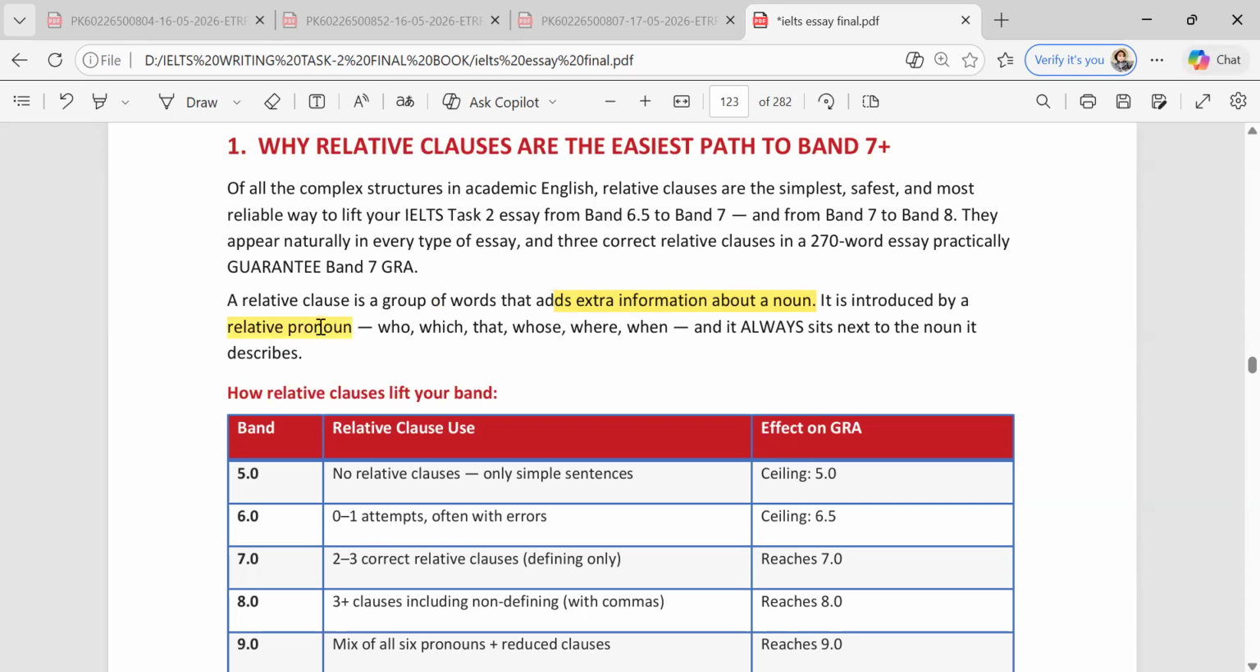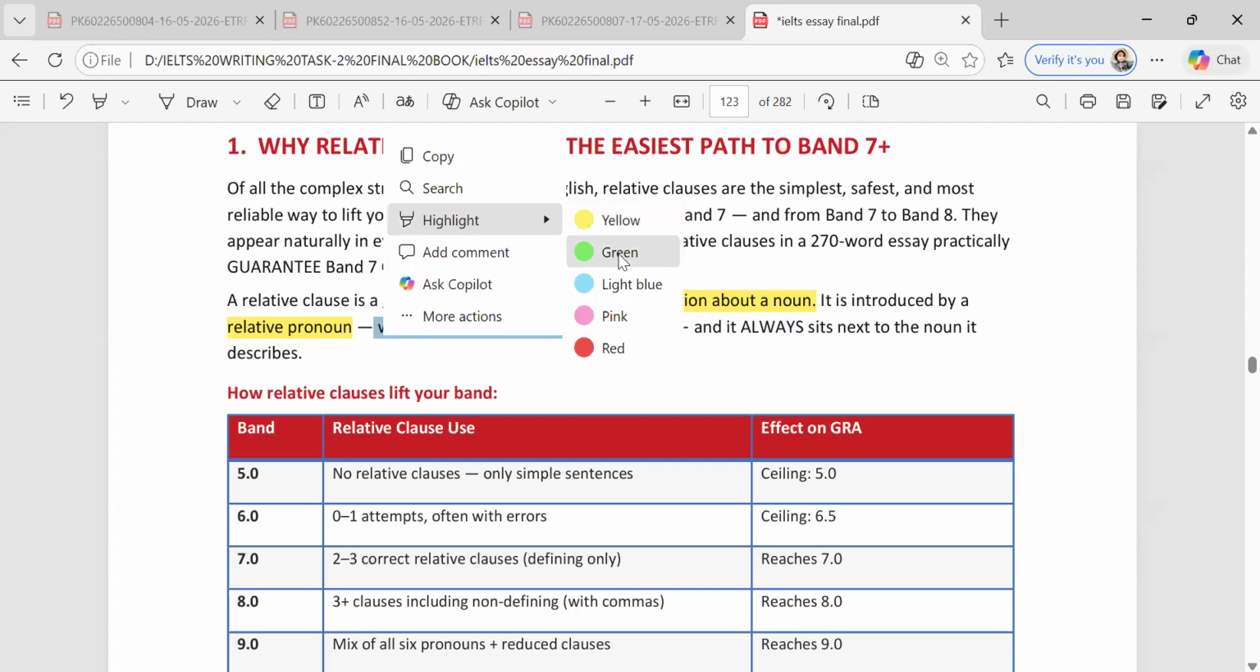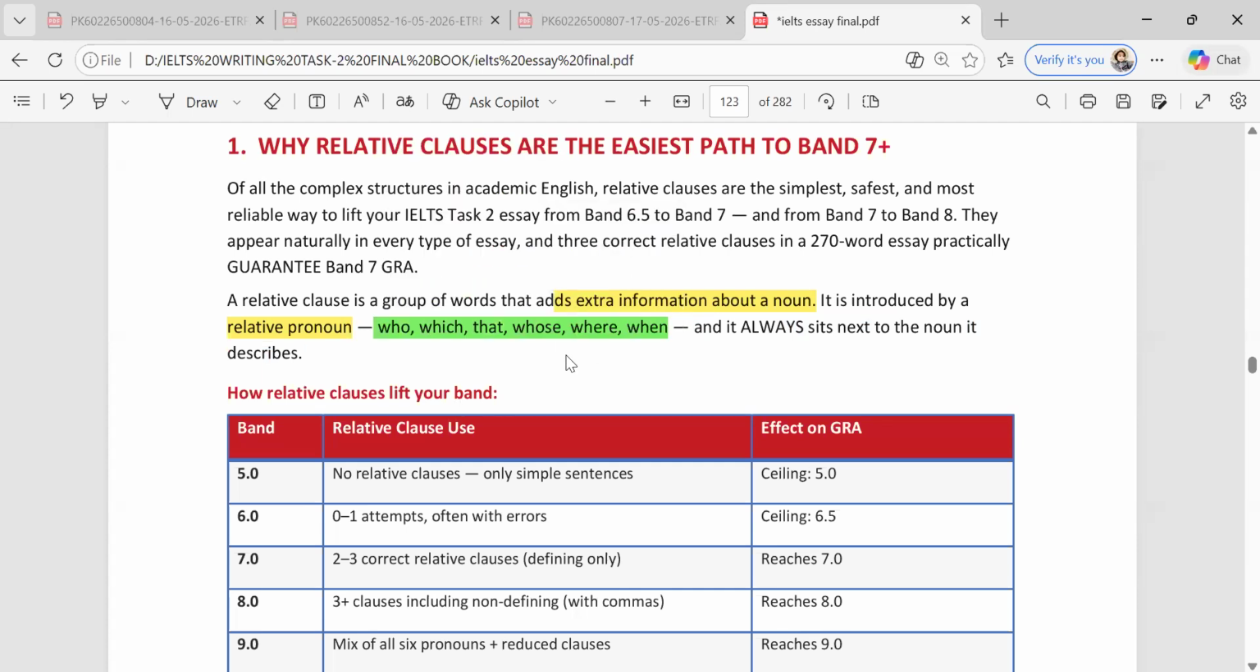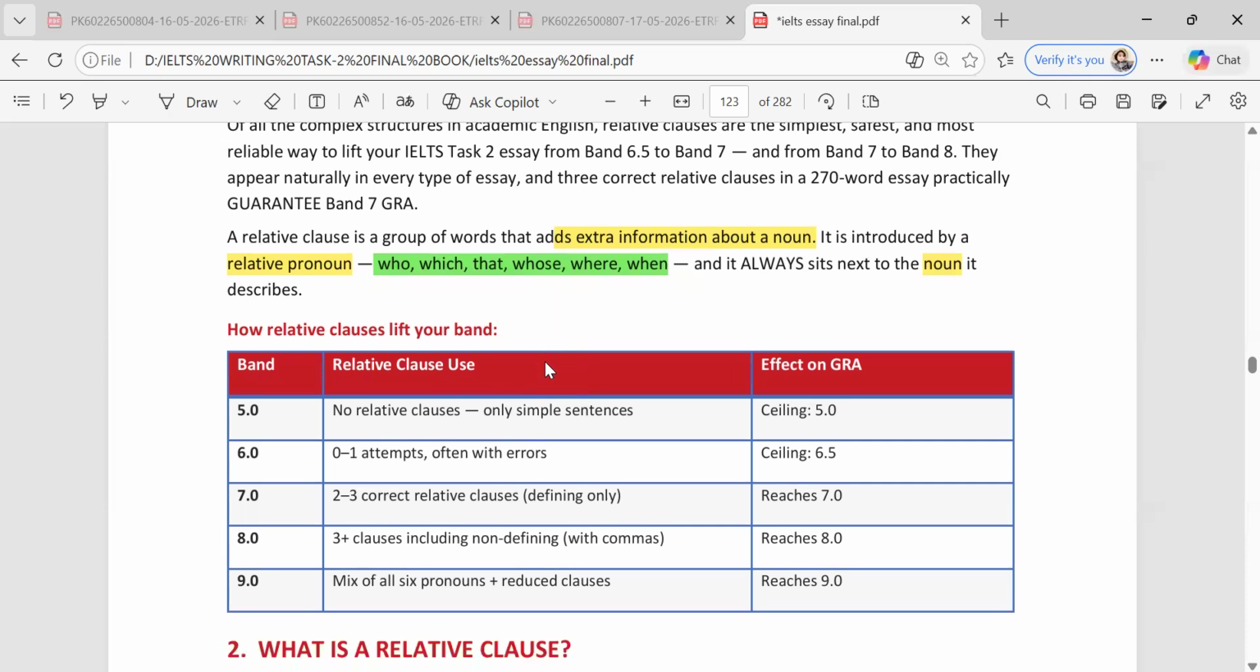We introduce a relative pronoun, and these are the relative pronouns: who, which, that, whose, where, and when. And it always sits next to the noun. Immediately after a noun, they are used. We will study them one by one. So who, which, that, whose, where, when, all these six we call relative pronouns. And when we use them in a clause, we call them relative clauses. How to use them, I'm going to teach you step by step.